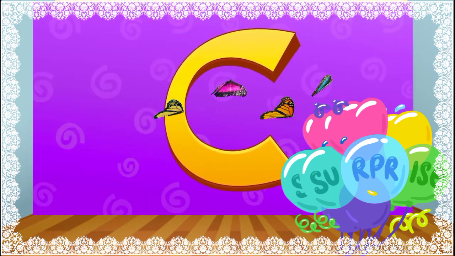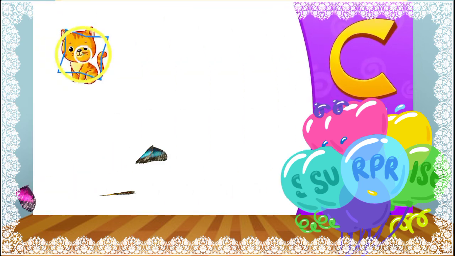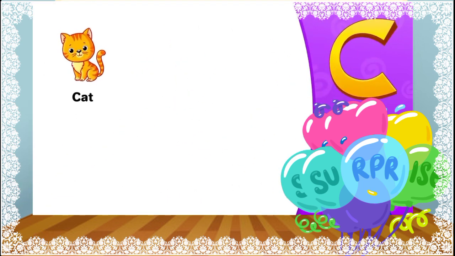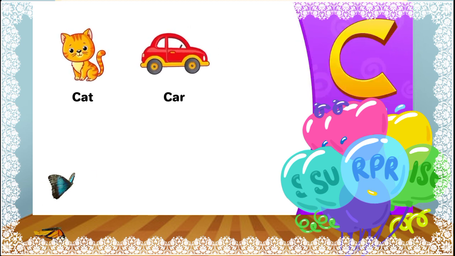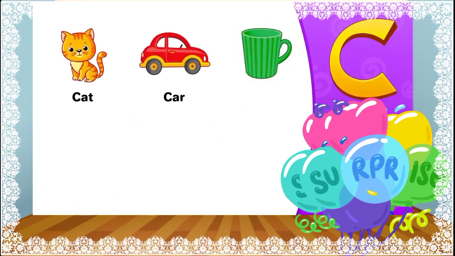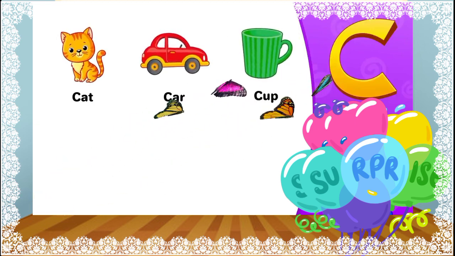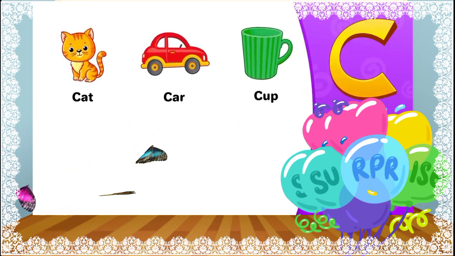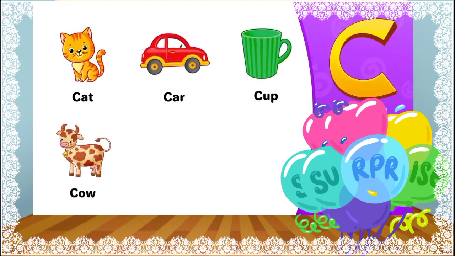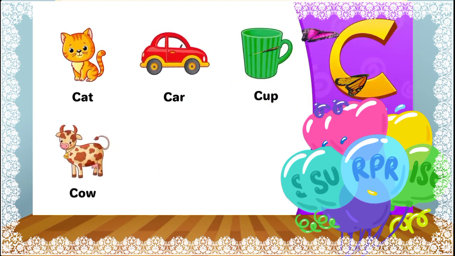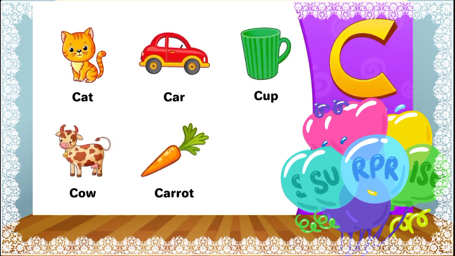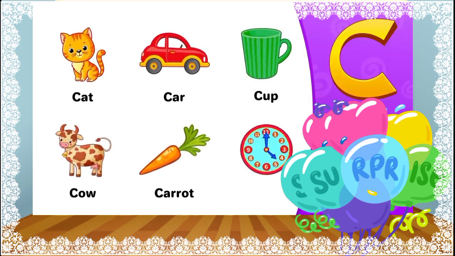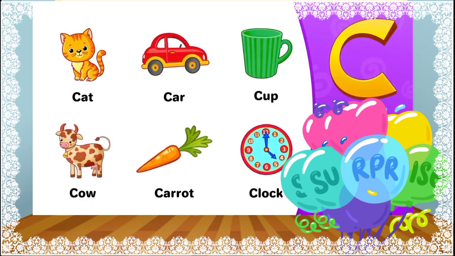C. C is for cat. C is for car. C is for cup. C is for cow. C is for carrot. C is for clock.